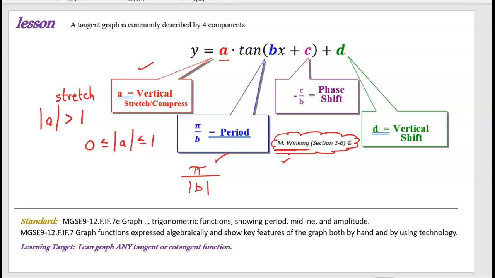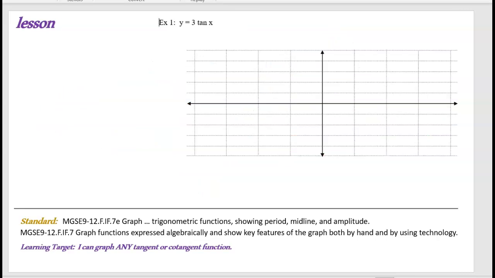All right, so phase shift, negative c over b, we know that. And then we will see, not today, but we will see functions where you shifted the function up or down. So D is easy to deal with. A is easy to deal with. The C and the B are going to be what make the graph look significantly different, and they can be frustrating sometimes. All right, let's dive into an example.